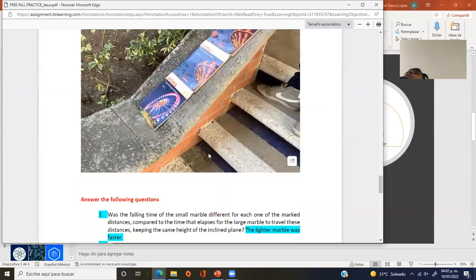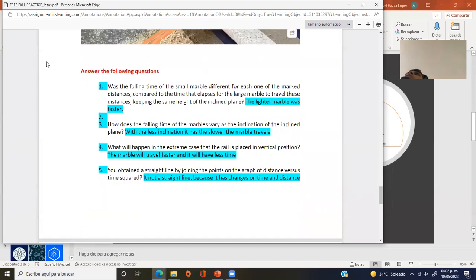Here is the first one, here is the second one. Okay, here are some questions. Is the falling time of the small marble different for each one of the marked distances compared to the time that elapses for the large marble to travel this distance, keeping the same height of the inclined plane? The larger marble was faster.